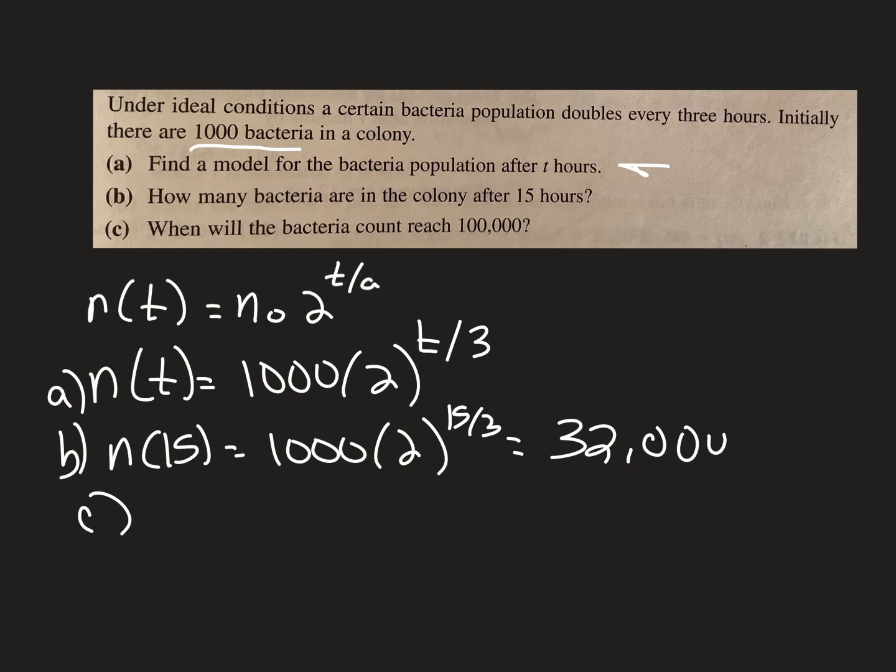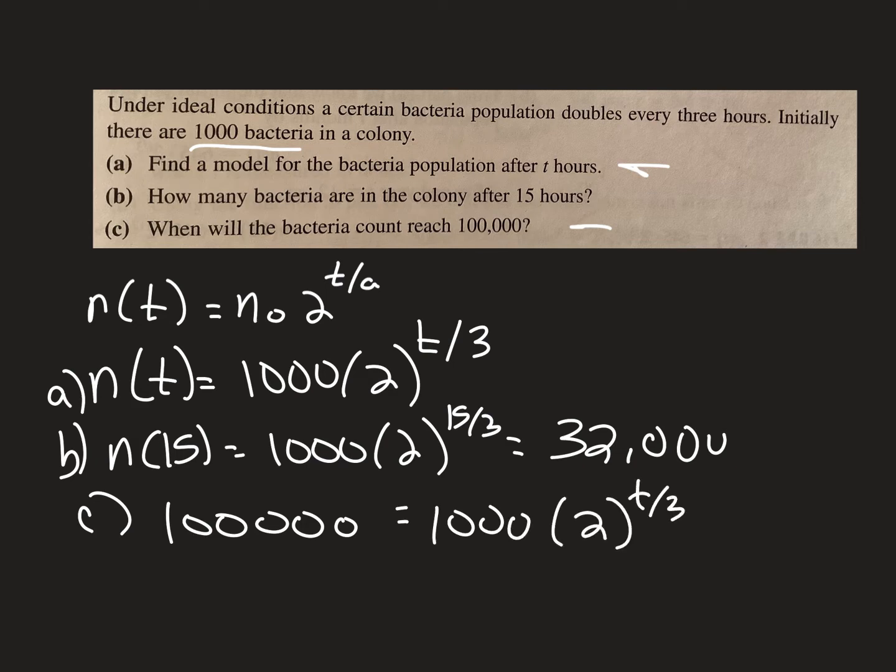Okay, then part C. How long will it take to reach 100,000? So this time we put 100,000 on this side. Same setup, 1,000 times 2 to the T over 3. First step right here, I'm going to divide both sides by 1,000. If I divide both sides by 1,000, I get 100. This side over here still has 2 to the T over 3.